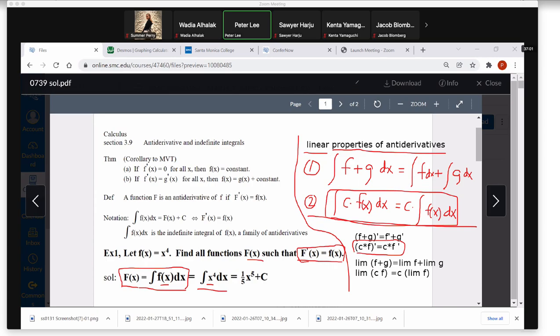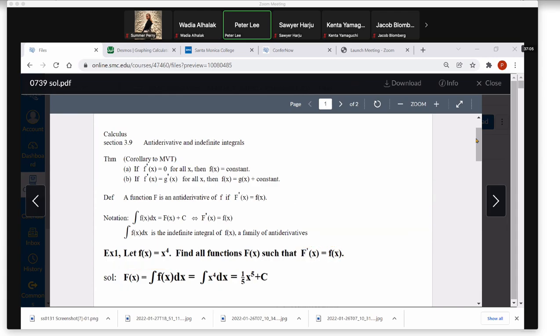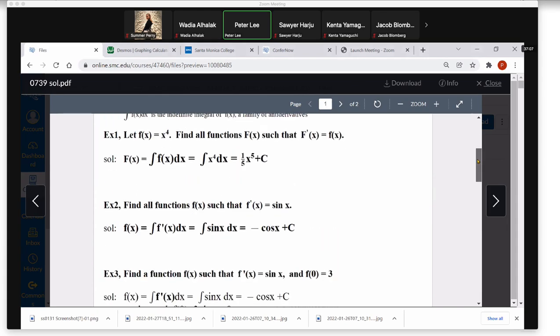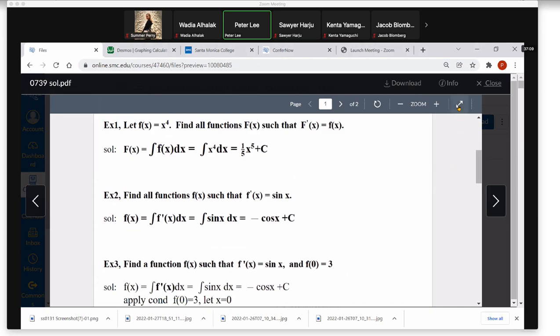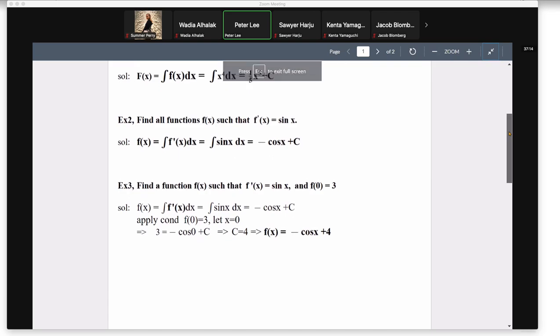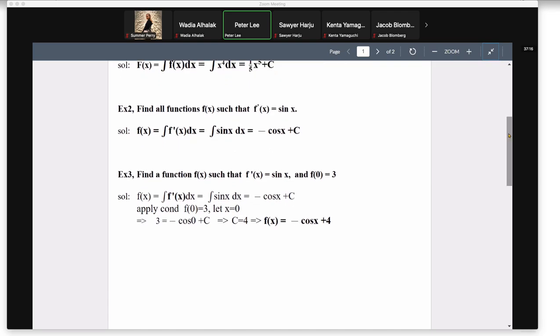So now let's save this. Let me scroll this down and make the screen bigger. Let's look at example 2. Find all functions f of x such that f prime is equal to sin x. Here again the question is not to find the derivative of sin x, but to find the antiderivative of sin x.